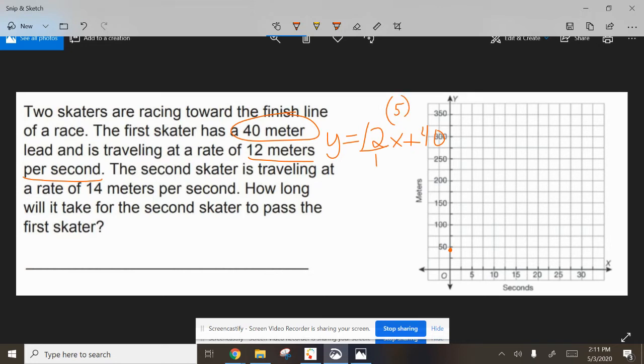I'm going to plug in 5 because after 5 seconds, I want to know where I'm at with this equation. And I know that 12 times 5 is 60, okay? And then I know 60, I'm just going to add that 40, is 100. So y equals 100 when my time is 5. It's a little confusing. It's okay. So let's actually go to y equals, at 5, we're going to go up to 100.